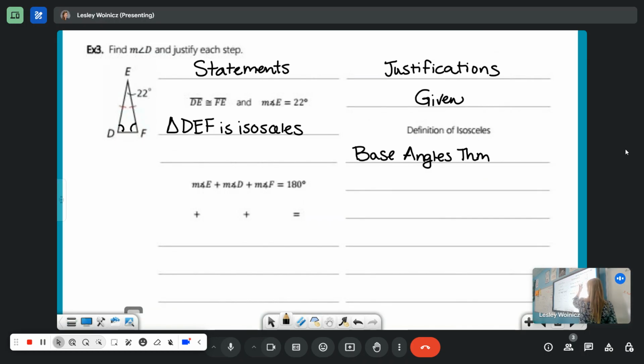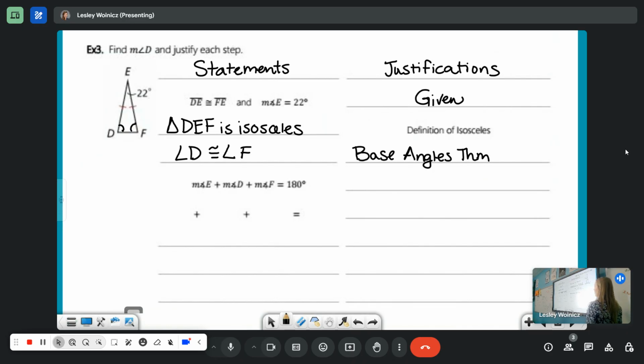Okay, so if this is isosceles, then I know that my base angles are congruent, and that comes from my base angles theorem. Okay, so I know that angle D is congruent to angle F. And I'm allowed to name them by one letter because they are the only angles that have that vertex. The minute I add another angle that shares that vertex, I have to use other letters. Do you guys remember that from Unit 1? Okay.